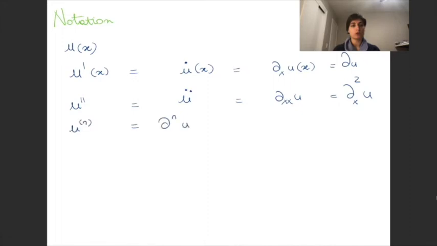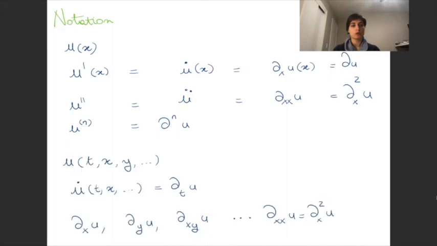We can also have the nth derivative, and we notate it by u to the power of parenthesis n, or partial to the power n applied to u. These are all different ways of indicating derivatives in one dimension, so with respect to just one variable. Or we can have functions of more than one variable. So in this case, I'm talking about the variables t, x, y, and maybe others. When we're talking about functions of time and of other variables, time always has a special place. So we talk about the derivative with respect to time as u dot.